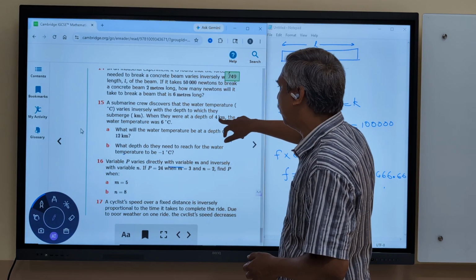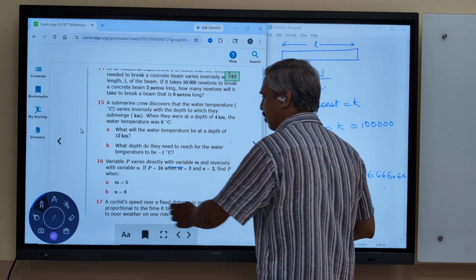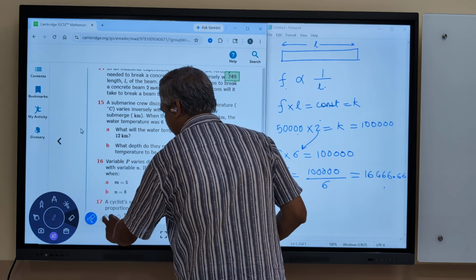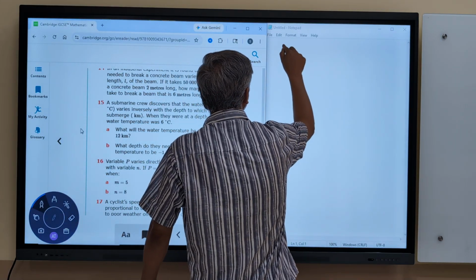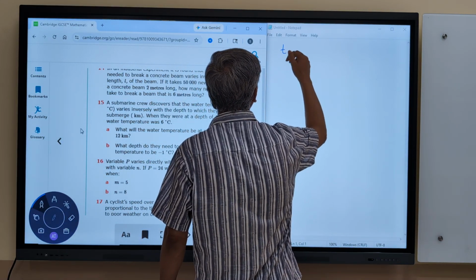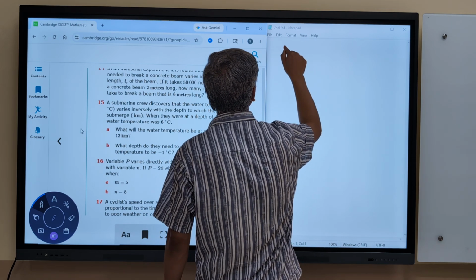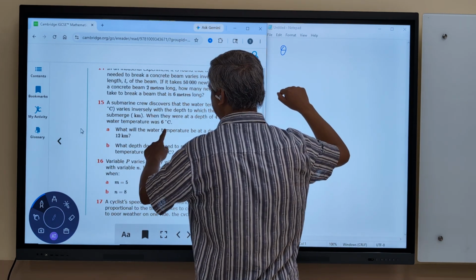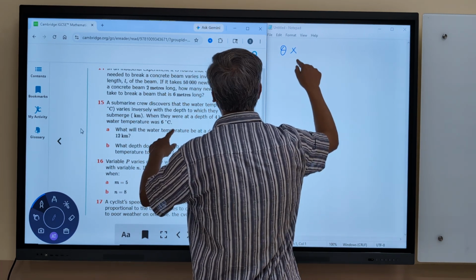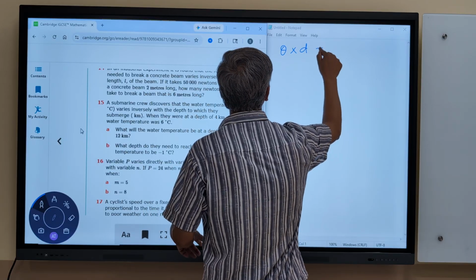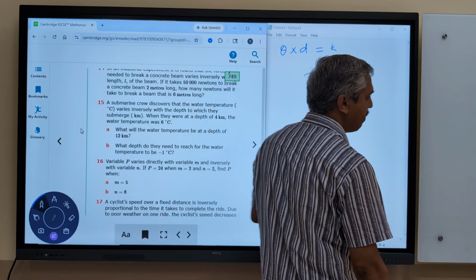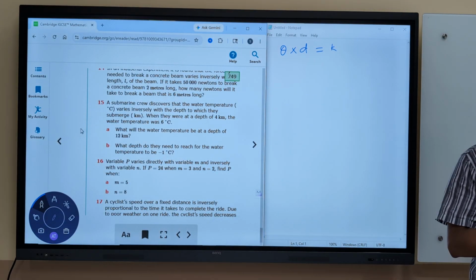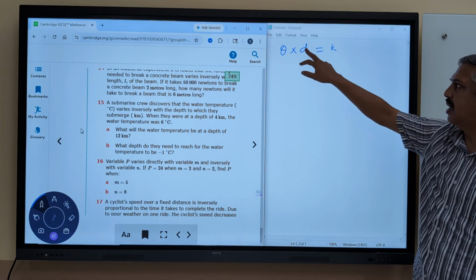When they were at a depth of 4 km, the temperature was 6 degrees. Write this. Temperature is, let's say, T, or T is used for time most of the time. So let's call it theta. Temperature multiplied by depth D is equal to constant. Why? Because there is inverse proportion here. Theta is for temperature, D is for depth.